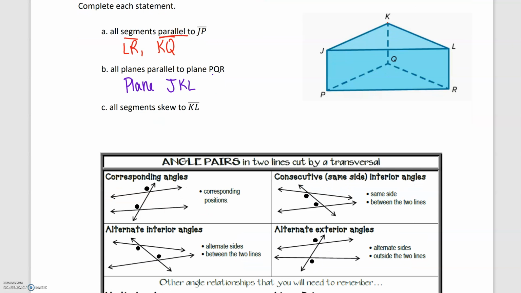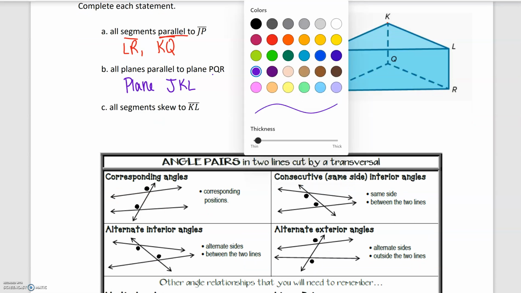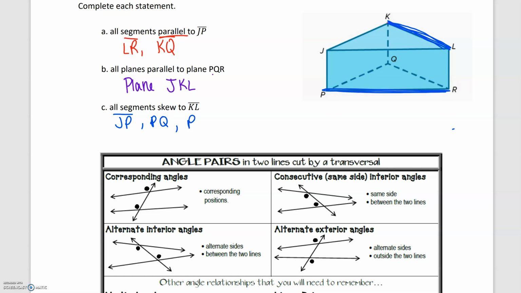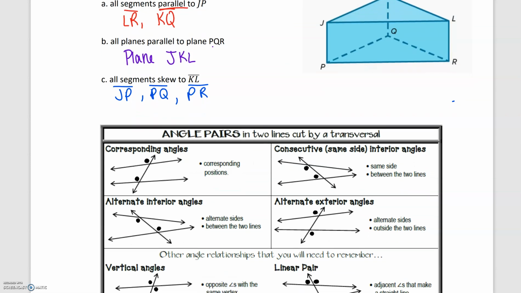Now we want to name all of the segments skew to KL. So this line right here. So that would be JP. That would be PQ. So never touches it and isn't parallel to it. And I think there's one more, PR. So those three would be skew to KL.